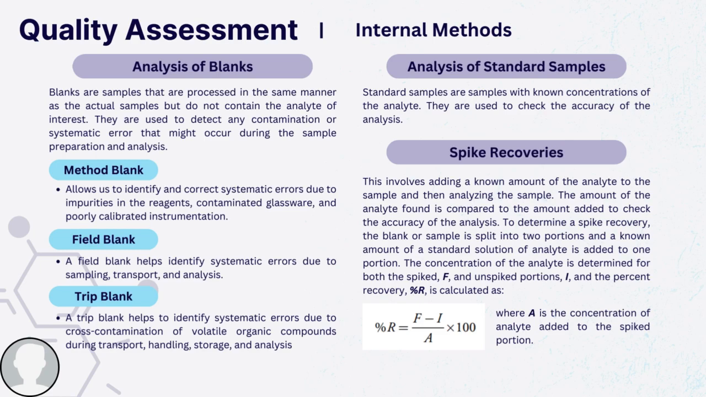One of the most important quality assessment tools is the recovery of a known addition or spike of analyte to a method blank, a field blank, or a sample. To determine a spike recovery, the blank or sample is split into two portions and a known amount of a standard solution of analyte is added to one portion. The concentration of the analyte is determined for both the spiked and unspiked portions, and the percent recovery is calculated as shown in the formula attached, where A is the concentration of analyte added to the spike portion.